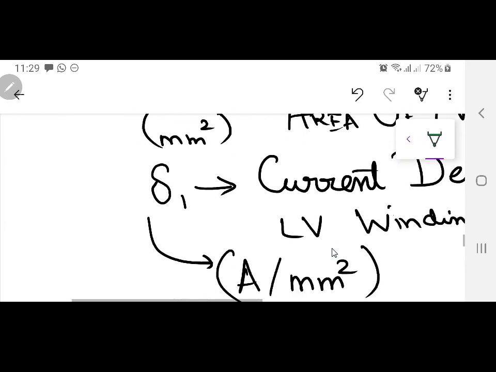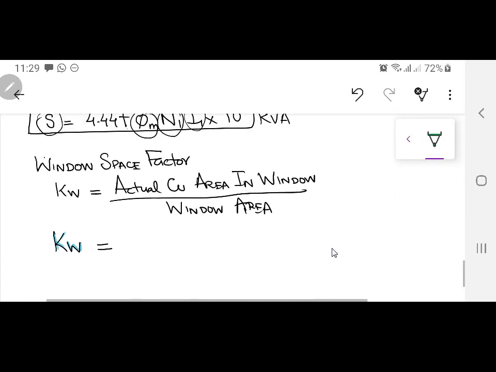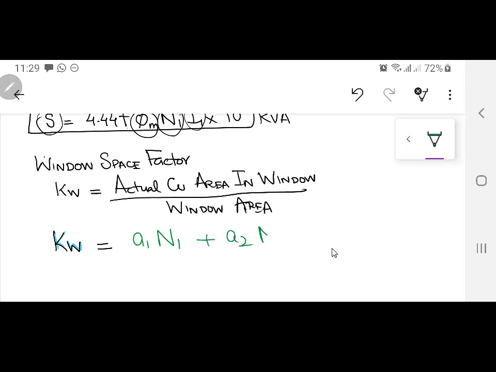So this means that if I go back to my KW formula, KW is the actual copper area in the window. This is equal to A1 into N1 for the low voltage winding plus A2 into N2 for the high voltage winding, the copper area, divided by the window area AW. What the window area's length and width are, we will see ahead. Just for now, keep this as the window area.